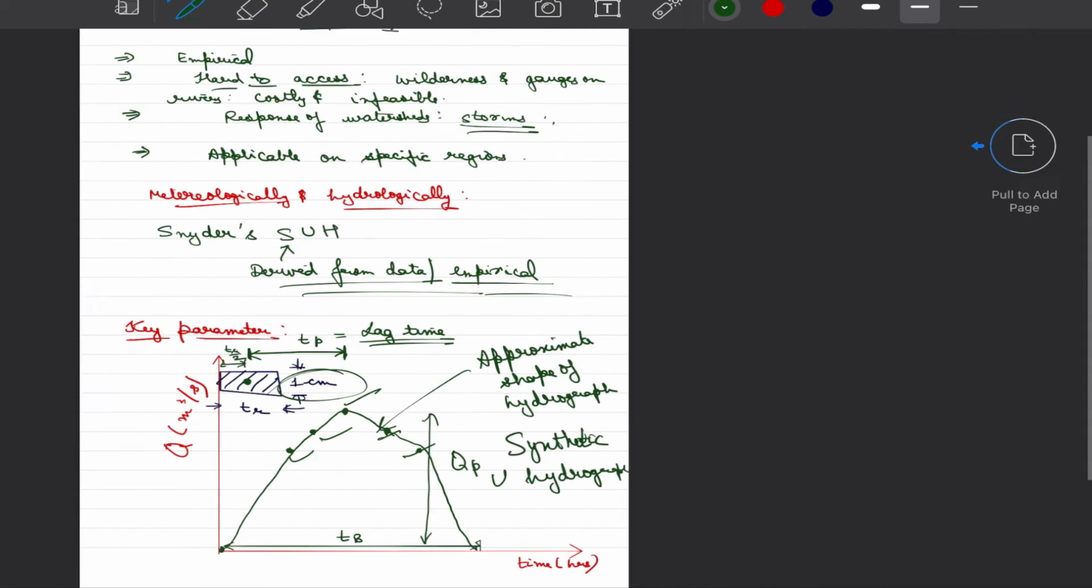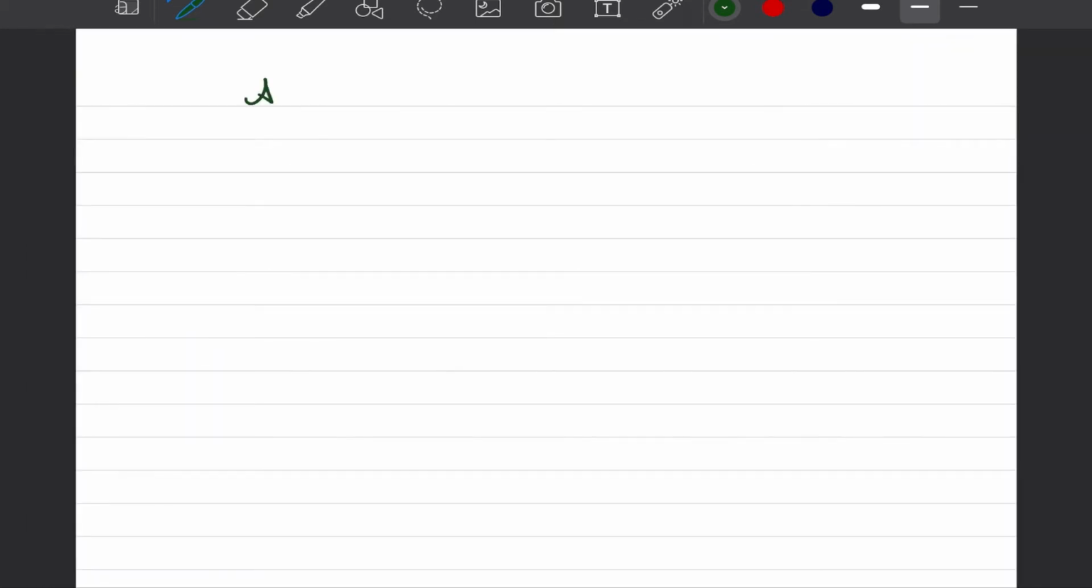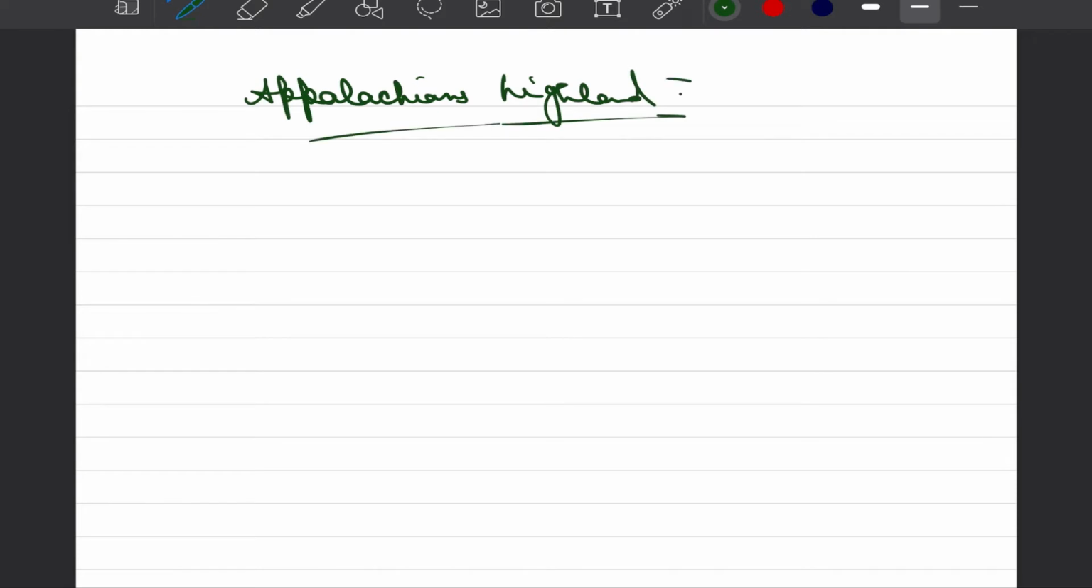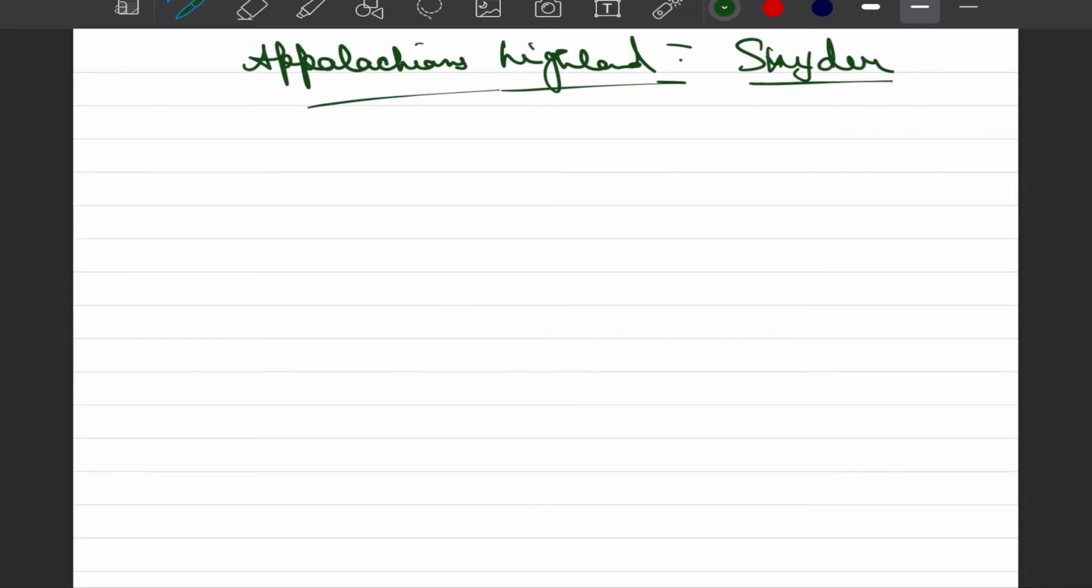So, after studying a large number of watersheds in the Appalachian highlands in the United States, Snyder developed a series of equations which we are going to learn in these sections. So he said that we can obtain synthetic hydrographs by knowing two constants or parameters.